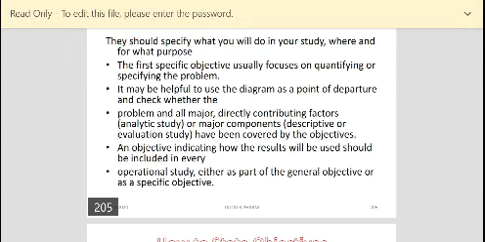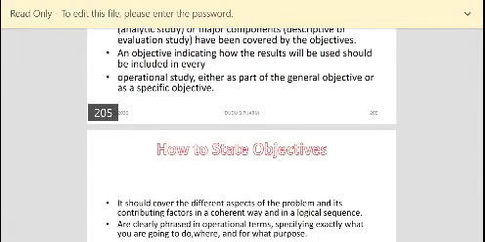An objective indicating how the result will be used should be included in every operational study, either as part of the general objectives or as a specific objective.